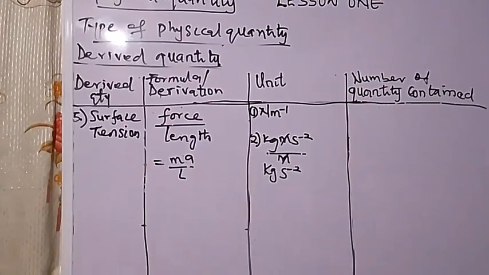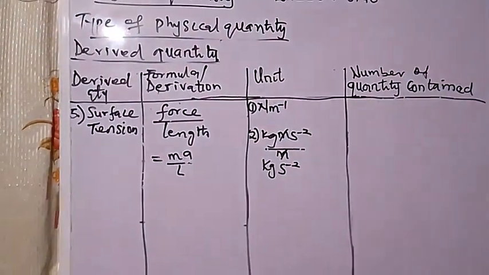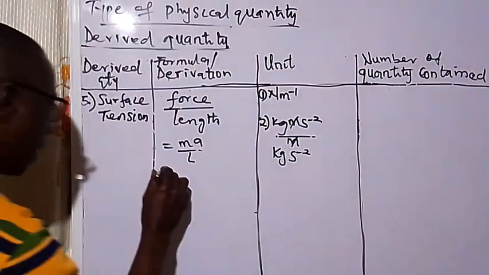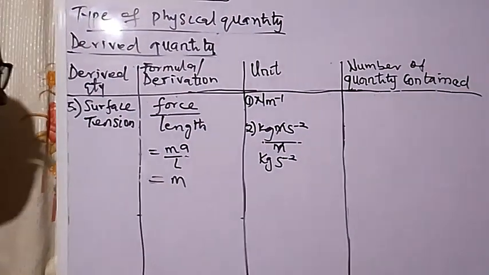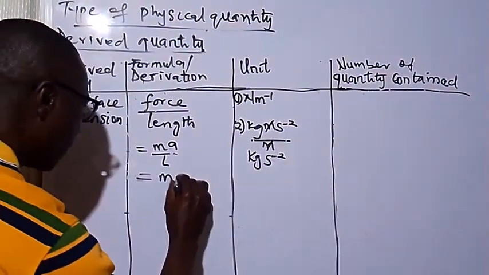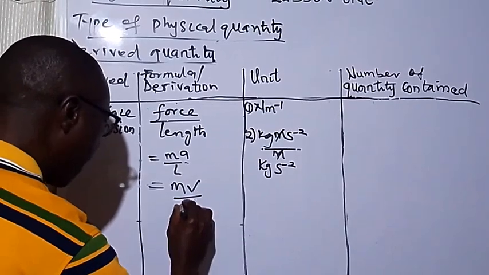Now, to know the number of quantities that surface tension will contain, acceleration is still derived. We need to reduce it. Then we can see that acceleration is velocity over time taken. So, V over T.